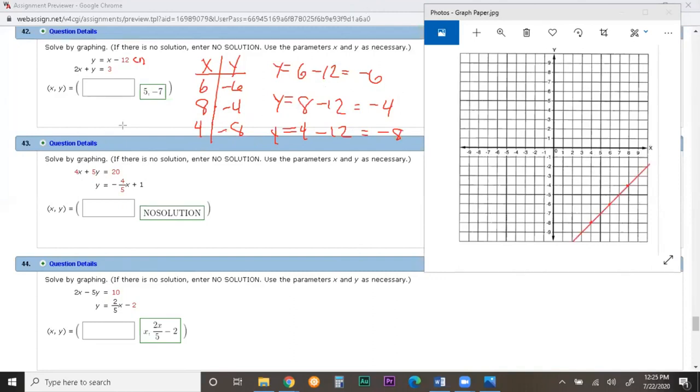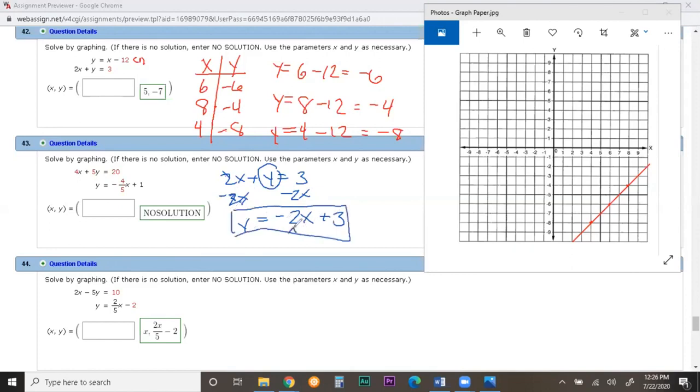All right, now let's look at our second equation. Let's get a different color. So for our second equation, we got 2x plus y equals 3. I think it will be easier to just solve this for y. So I'm going to subtract 2x on both sides. And I got y equals negative 2x plus 3.